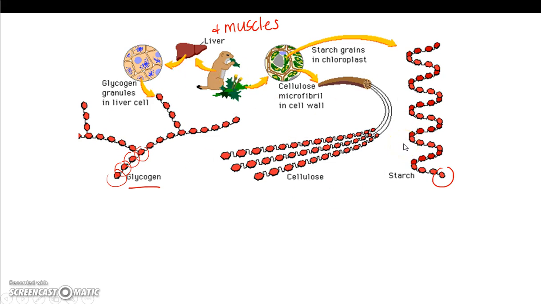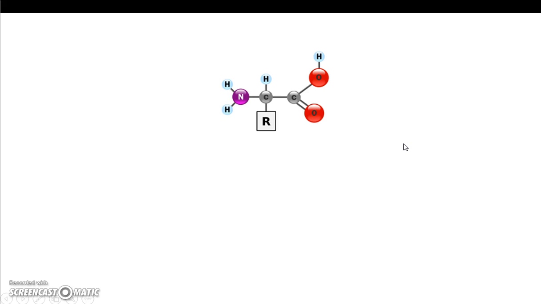All right, and so let's move on to the second type of macromolecule. This is proteins. Okay, and so proteins are made of smaller molecules called amino acids. So for proteins, a protein is a really big molecule. It's a really big long chain, and you can think of it as kind of like a big necklace.